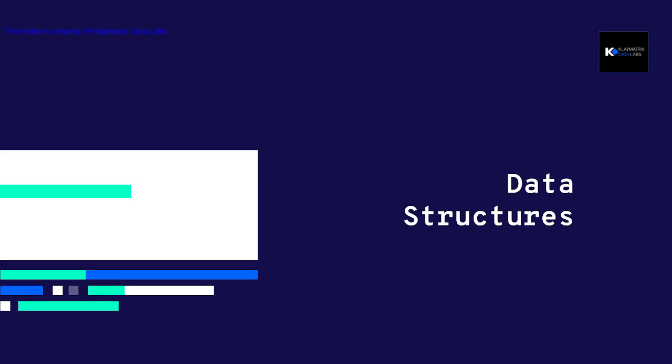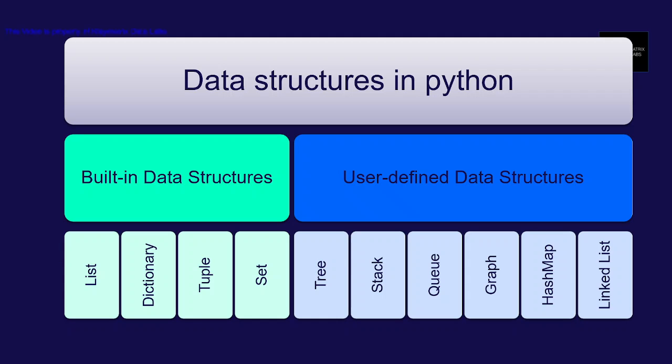Let's talk about data structures in Python. So data structures are of two types, typically the built-in data structures and the user-defined data structures. Under built-in data structures, you will find list, dictionaries, tuple, and set. Let's talk about only this part as of now.